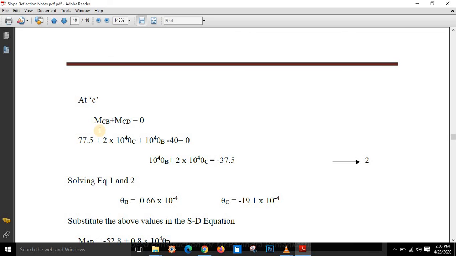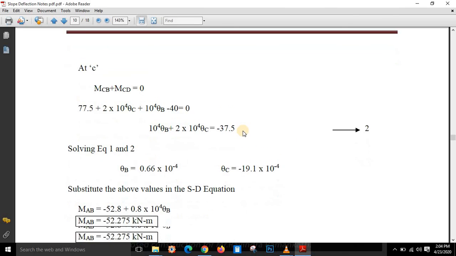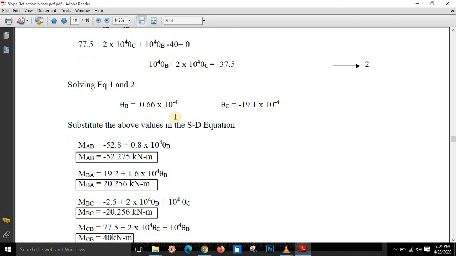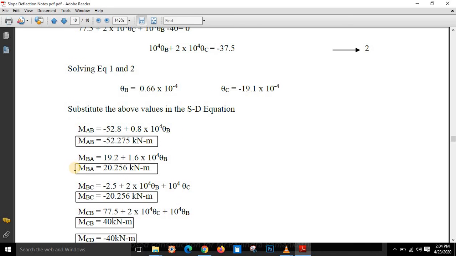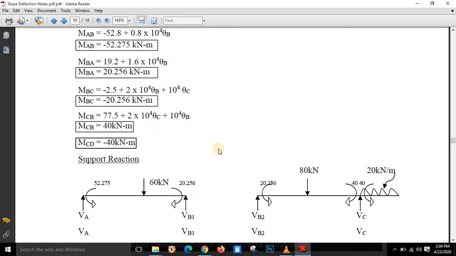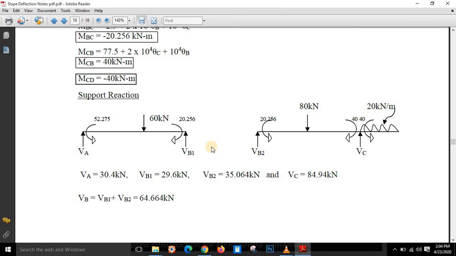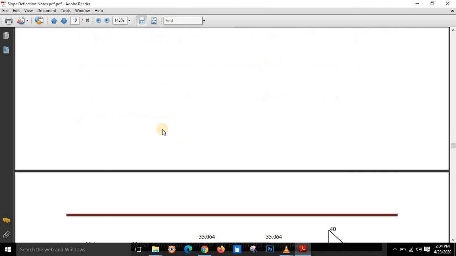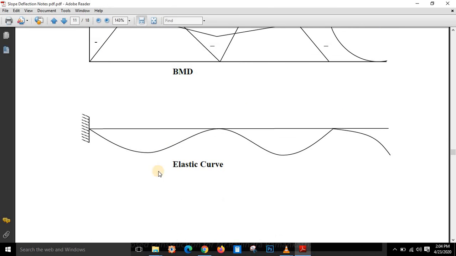So at joint C, if I substitute these two MCB and MCD, I am going to get this equation, and the final equation will be like this, and I am going to mark it as equation number 2. Now again, two equations, two unknowns. I can calculate theta B and theta C very easily. So substituting in the equations, we can calculate the final moments. So rest other things will remain same. Calculate the support reactions, calculate shear force, calculate bending moment diagram, and draw the elastic curve. So rest other things will remain same.